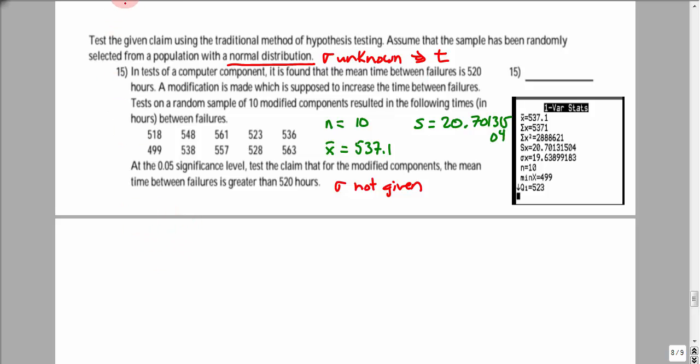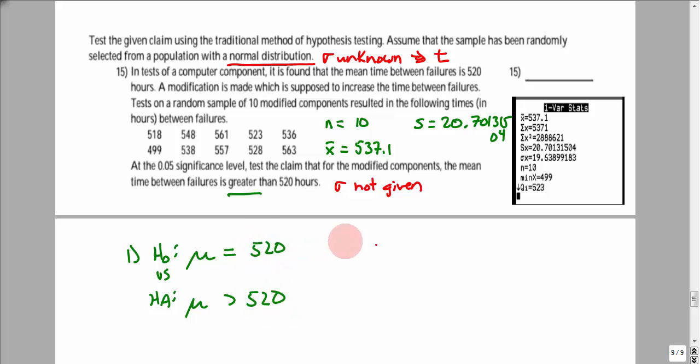So let's go ahead and get started listing all of our values. First step is to state the null and the alternative hypothesis. We're talking about means here, so we're going to use mu. Equal always goes with the null hypothesis. The mean time between failures is greater than, so that's greater than 520 hours. Second step is to list the level of significance, which is 0.05 in this particular case.